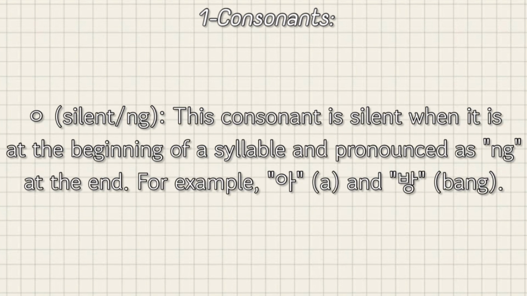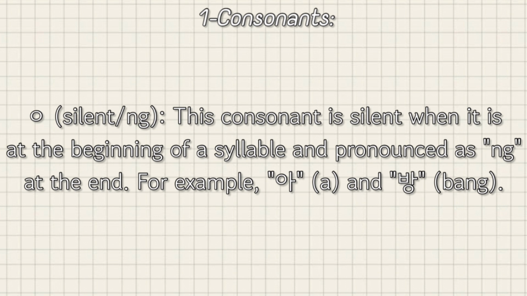Ieung, this consonant is silent when it is at the beginning of a syllable and pronounced as ng at the end. For example, a and pang. So in Korean, you cannot just write the vowel by itself, you have to add this consonant before to express that vowel. For example, we have the vowel e. You can't just write the vowel e, you have to add this consonant, this O-shaped consonant before to express the sound e.